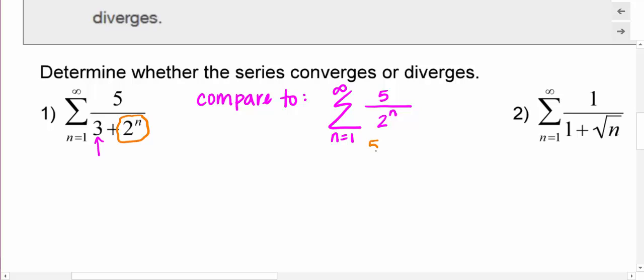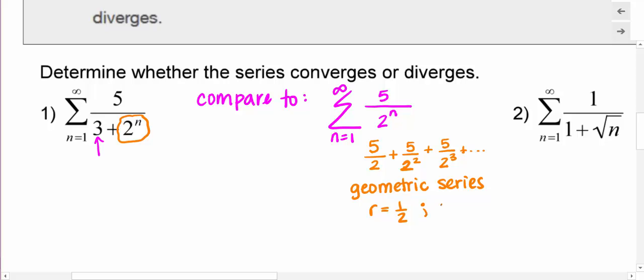So I'm going to write out the first few terms here. I have 5 over 2 plus 5 over 2 squared. That does not look like a 2. Plus 5 over 2 cubed, dot, dot, dot. It shouldn't take me too long to figure out that this is a geometric series, and my common ratio is 1/2. Since that ratio is less than 1, therefore it converges. Remember that? That was from our geometric series section.